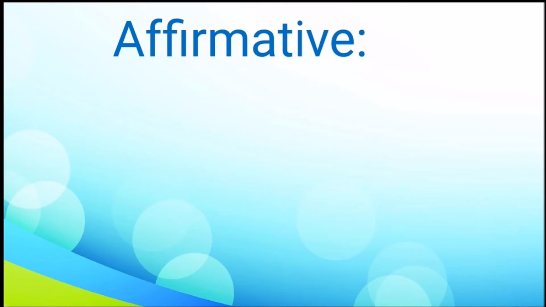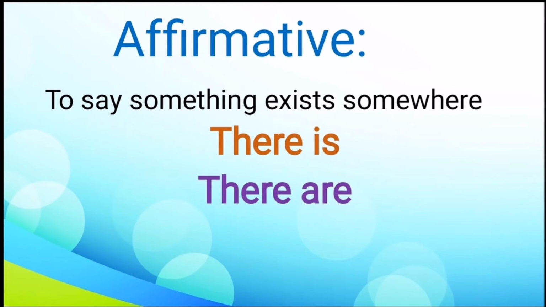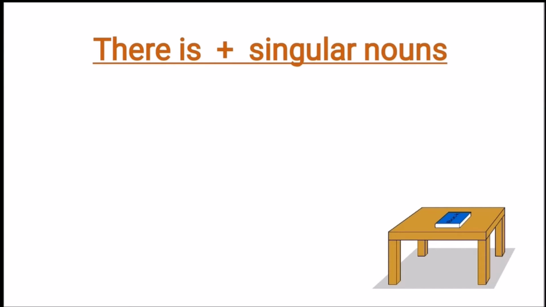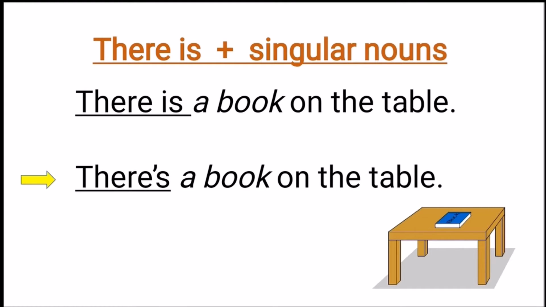Now, let's start with there is and there are. In the affirmative, to say something exists somewhere, we usually use there is or there are. We use there is with the singular nouns. For example, there is a book on the table, and we can use the contraction to sound more natural. So you can say, there's a book on the table.